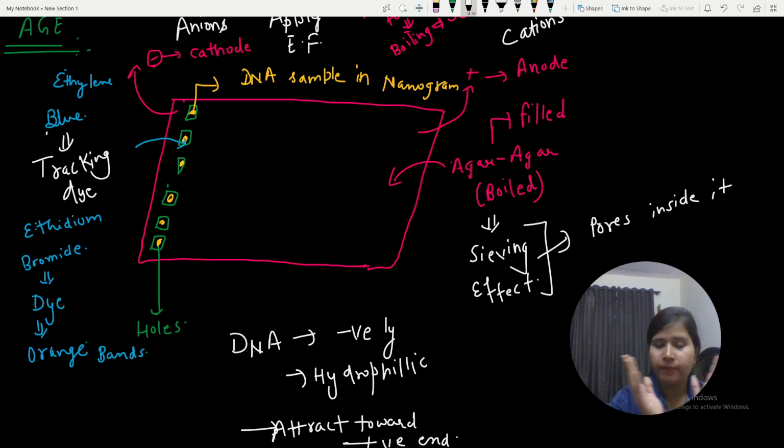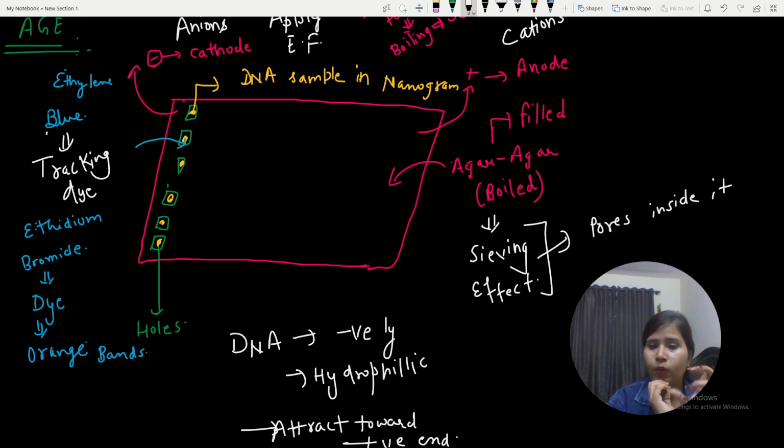There is an instrument known as the electrophoretic chamber. In this instrument, two kinds of electrodes are present: one is the cathode, one is the anode. Cathode is negatively charged, anode is positively charged. Cathode is negatively charged due to the presence of anions, and anode is positively charged due to the presence of cations.